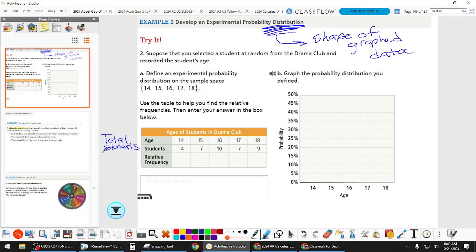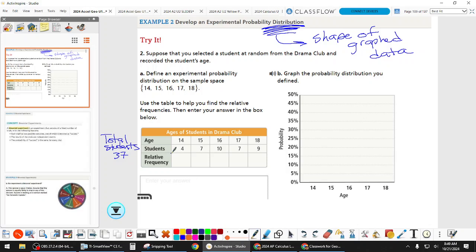How many is that? 37. Okay? So out of that 37, what is the percentage represented by each age? So relative frequency would say 4 out of 30, excuse me, 37. You guys grab your calculators. Let's do this together. Grab your calculators out.